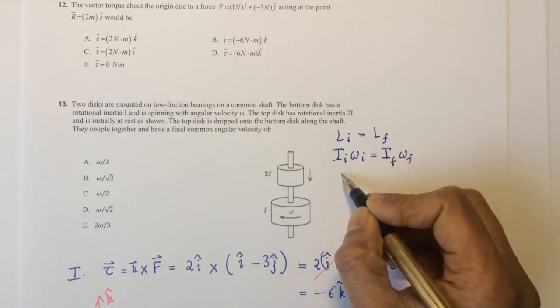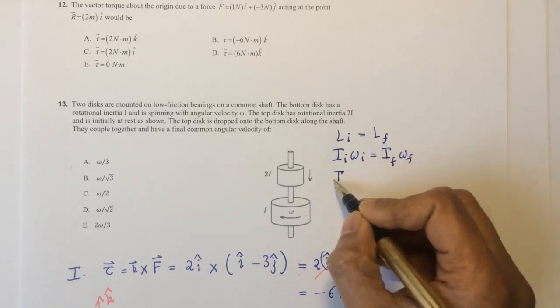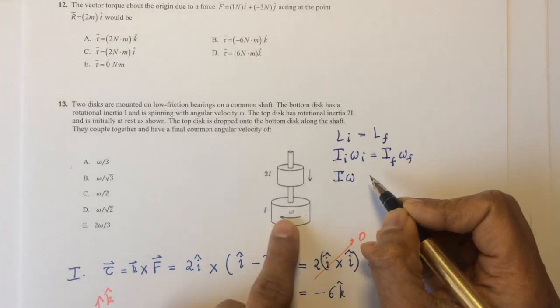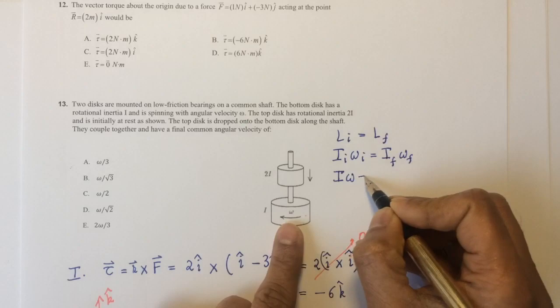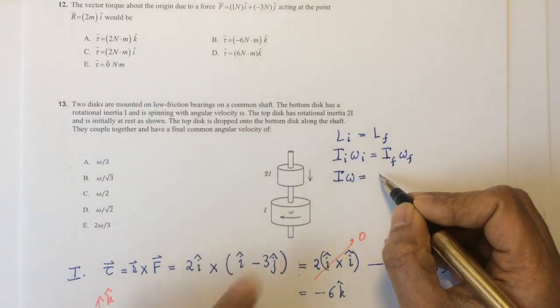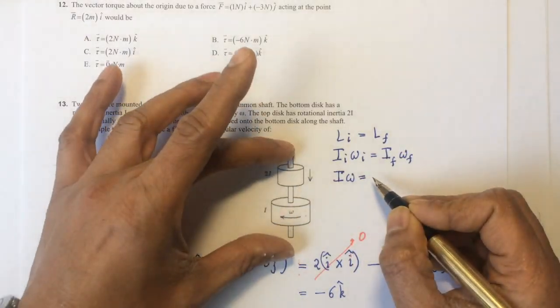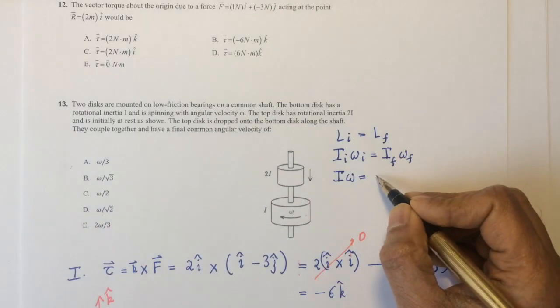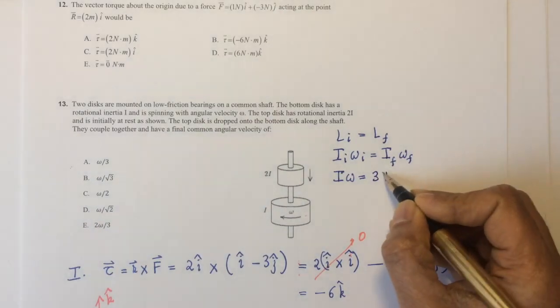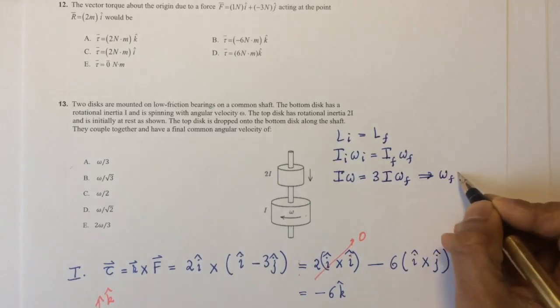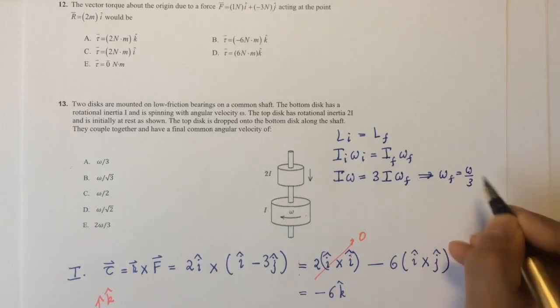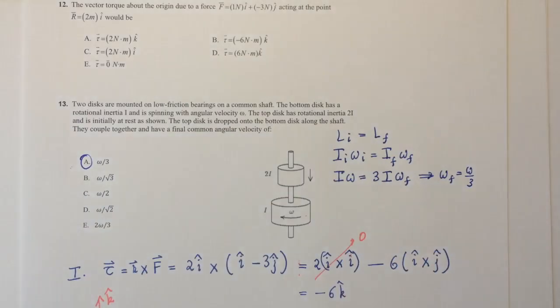Well, that gives me I times omega, because initially the angular velocity of only this was moving. And that's going to be fine. At the end, these two objects are going to be stuck together. So it's going to be I plus 2I, or 3I, times omega f. And that tells you that omega f is omega divided by 3. So that's the right answer there. And that finishes our multiple choice part.